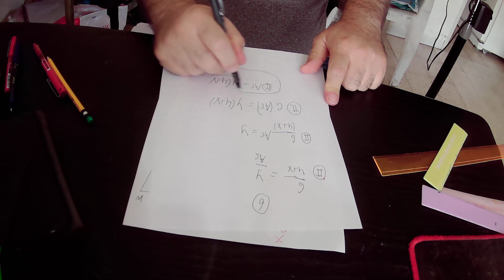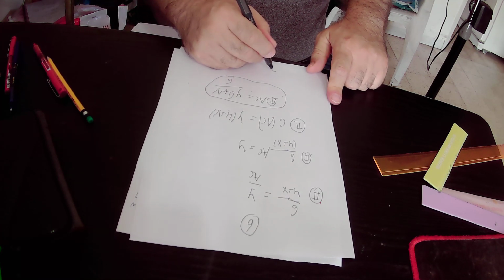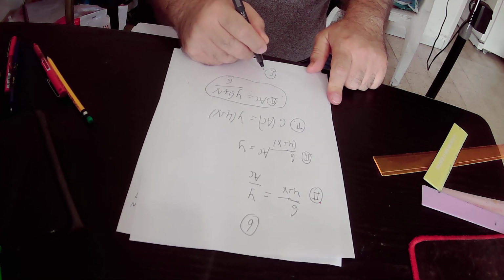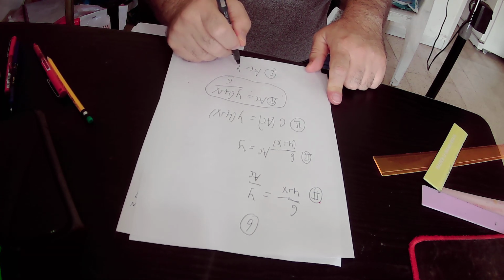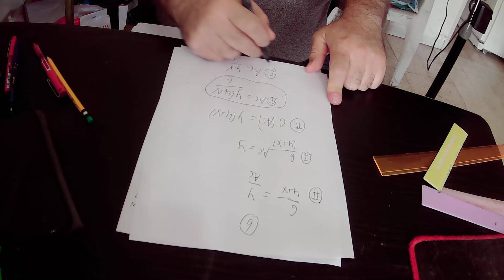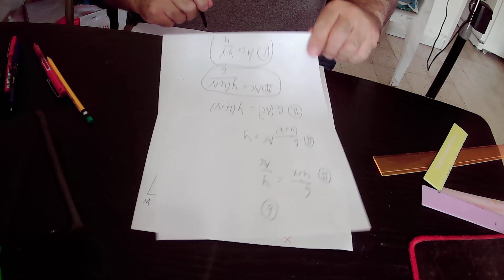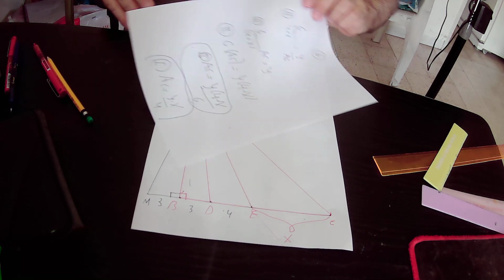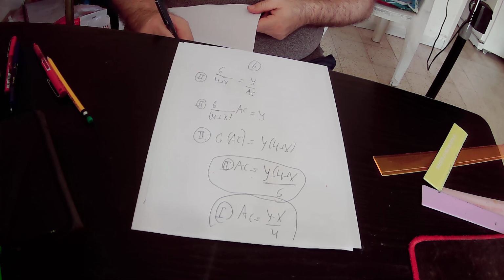That is the value of AC according to equation number 2, and we have already found the value of AC according to equation number 1. The value of AC is Y times X over 4. So we have the values of AC in equation number 2 and equation number 1. In the next step we will create equation number 3, which states that AC equals AC.